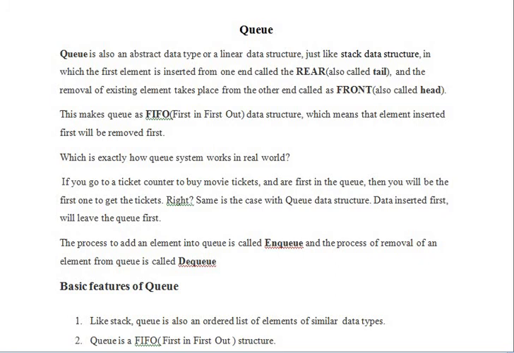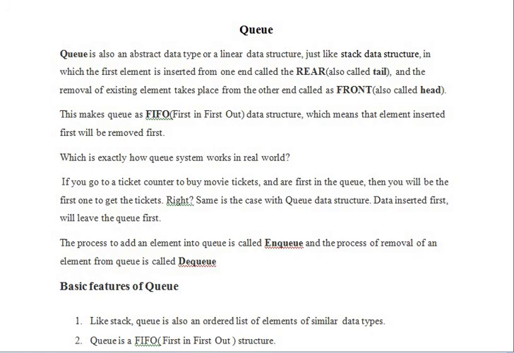Stack is last in, first out. It is also a data structure, a linear data structure. Now we are going to see the queue. Queue is also an abstract type or a linear data structure, just like a stack data structure. But the adding of an element and removing of an element differs here. Stack is last in, first out. Here it is first in, first out. The element which comes first will be removed first. In the stack, the element which comes last will be removed first. That is the difference between the queue and the stack.